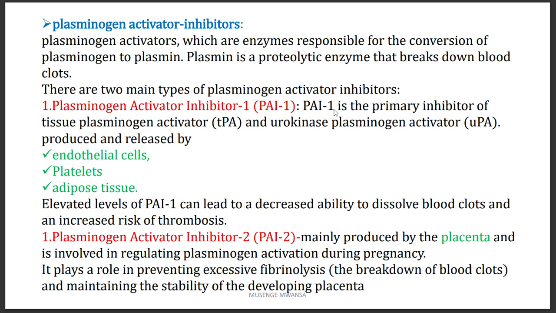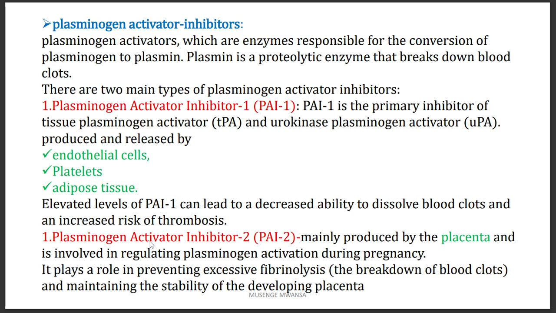So PAI-1 is a primary inhibitor of tissue plasminogen activator. We know that tissue plasminogen activator, the TPA, and also the urokinase plasminogen activator, are the ones which will convert the plasminogen to plasmin. So what PAI-1 does is that it is going to prevent the activation of these. If they're not activated, they'll not be able to convert the plasminogen to plasmin. So where is the plasminogen activator inhibitor produced? The first one, PAI-1, in endothelial cells, just the lining of the blood vessels, in platelets, and in adipose tissue.